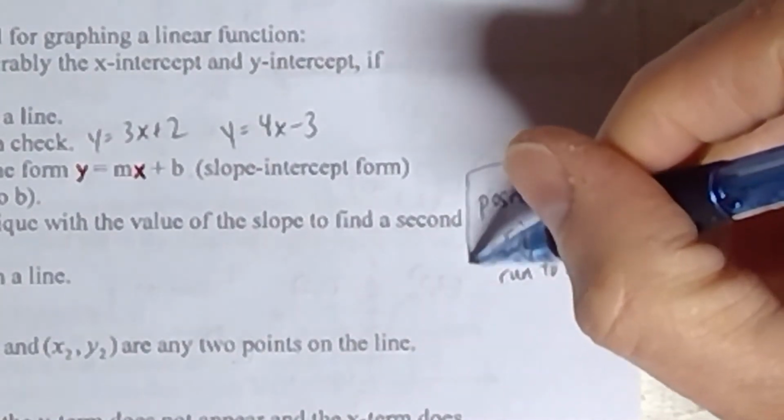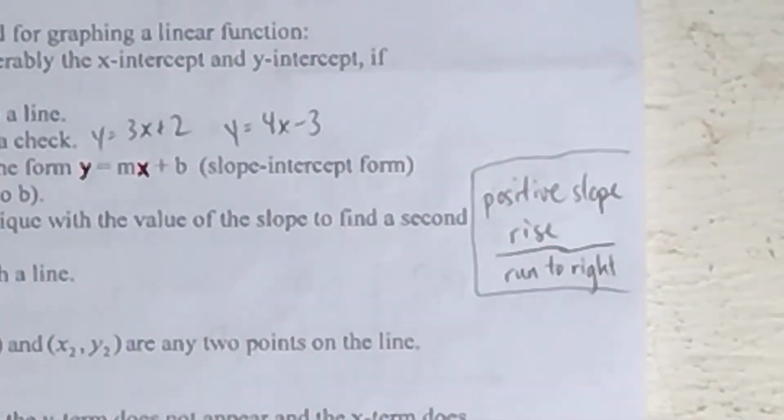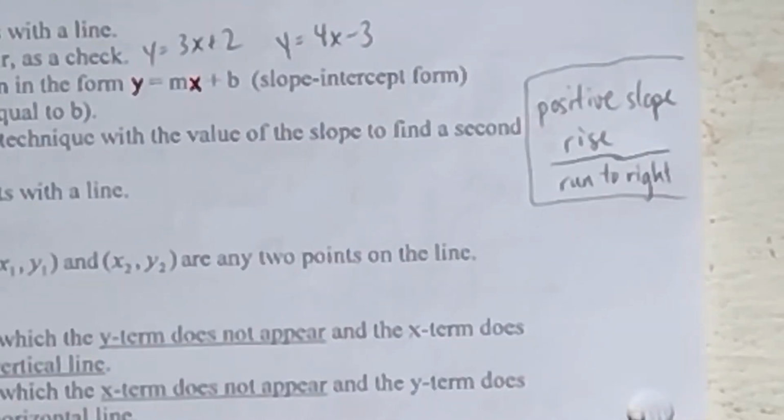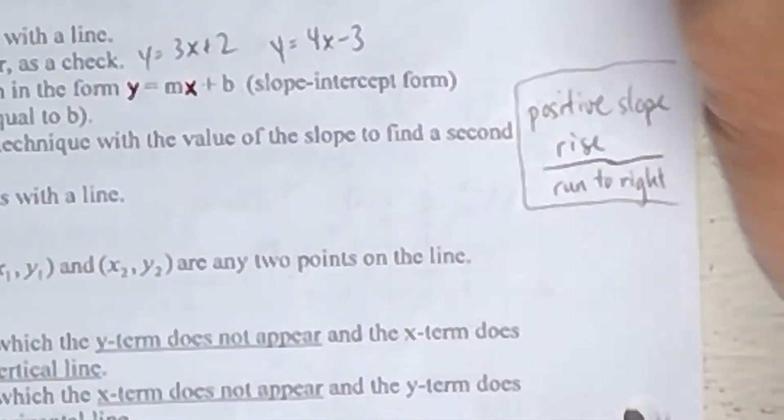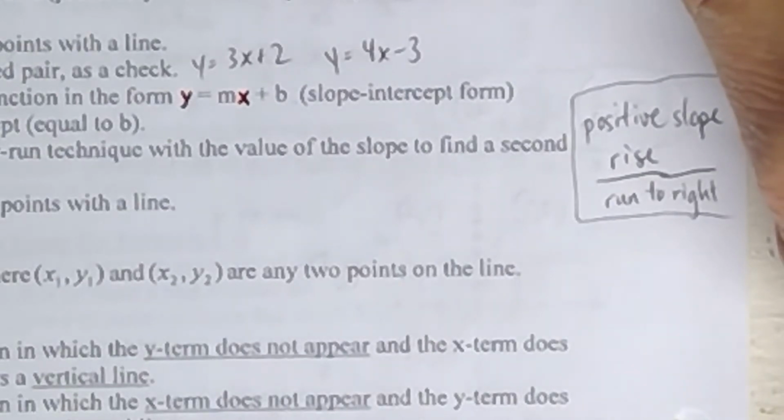There is a way to do the left sometimes, but it's a whole different thing. So let's keep things simple here. We're going to rise and run to the right. That's the most popular way to do a positive slope. Negative slopes will be different. I'll explain that coming up.